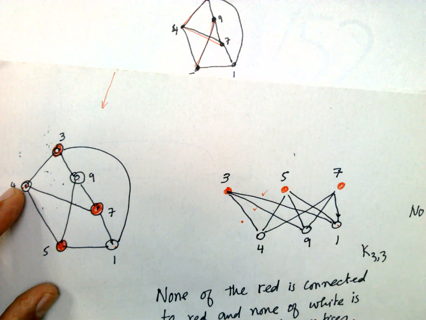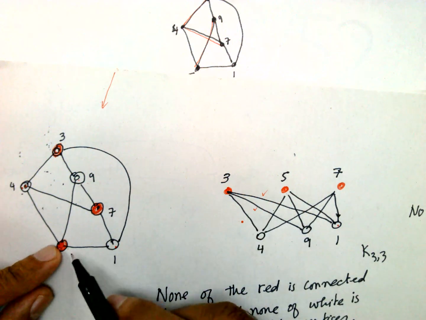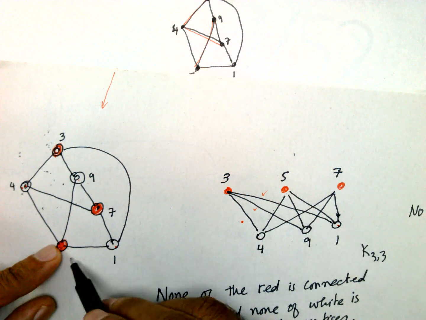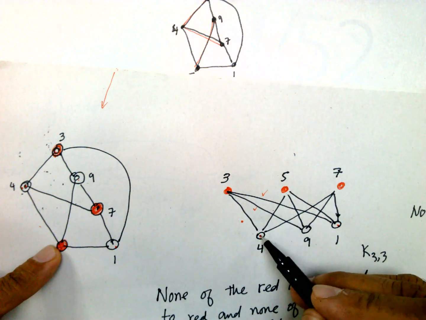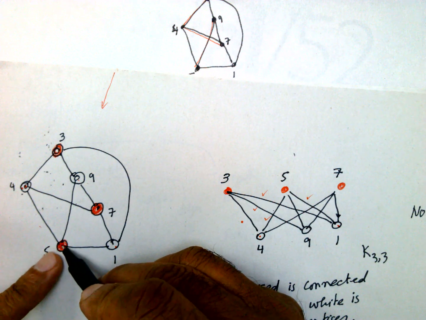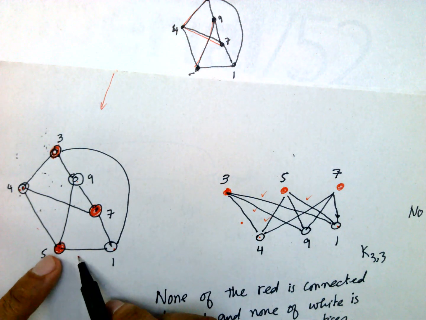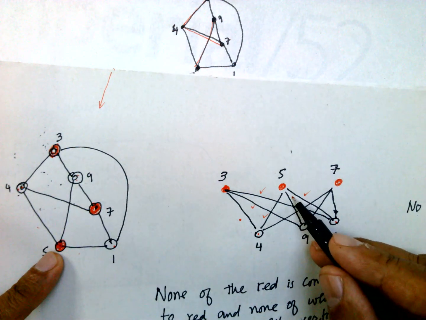So these three got. Number 5. 5 is linked to 1. 5 is linked to 4. 5 is linked to 9.